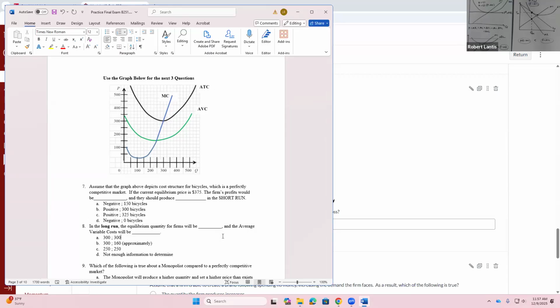Average total cost. So if I'm in the long run and I'm thinking about what the equilibrium quantity would be for a perfectly competitive firm, in the long run, where does a perfectly competitive firm end up? Minimum point of our average total cost curve. So that would be at a quantity of 300, right? If I'm following that point down. And then what will my average variable cost be?